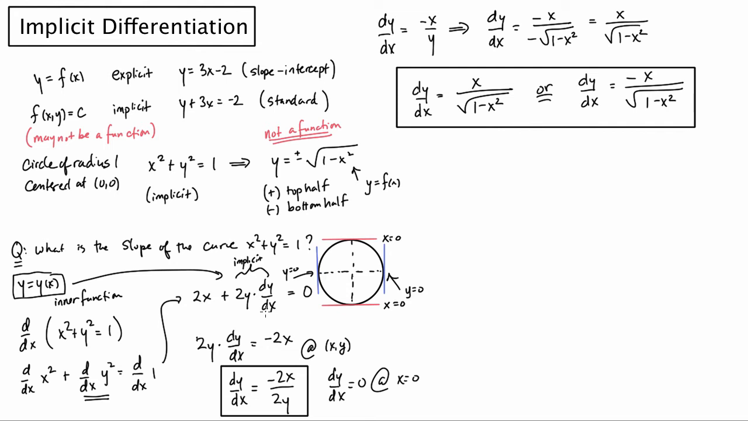But we're going to see that there are some things that happen with implicitly defined functions and taking their derivatives that don't necessarily happen with nice explicitly defined functions that we've been used to. Let's do another example of this.